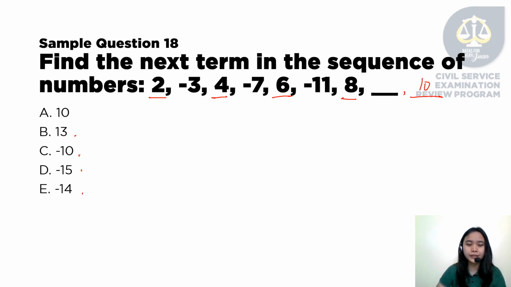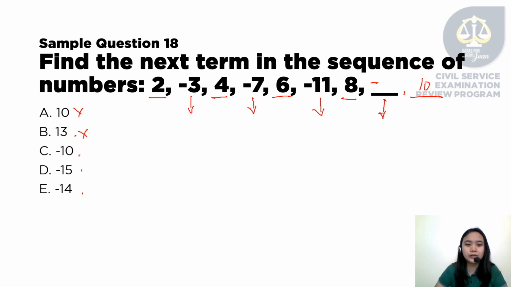So, therefore, tingnan naman natin yung nangyayari doon sa nag-alternate na at dito sa negative numbers. -3, -7, -11, 8, and then, syempre, yung susunod sa 8, negative din dapat. Alam natin na negative yung sunod. So, tanggal na yung letter A, wala na rin yung B. So, ang tanong ngayon, ano yung next number?